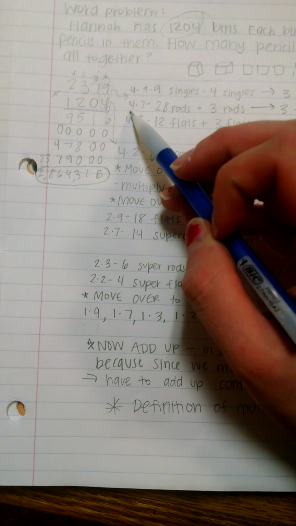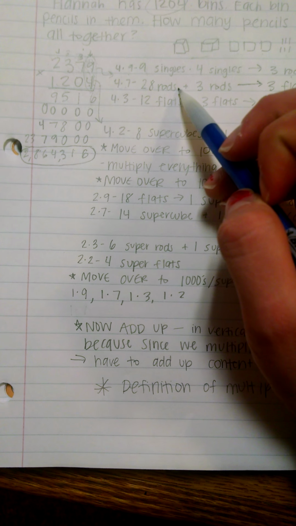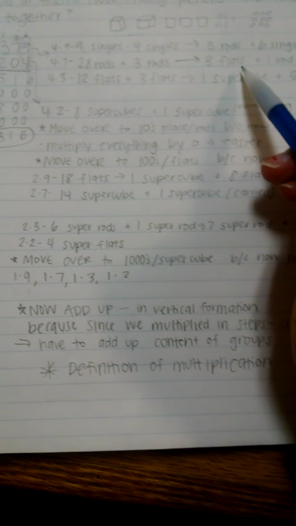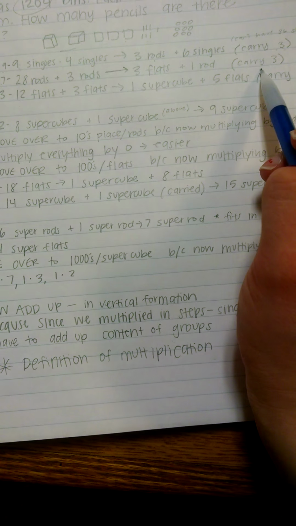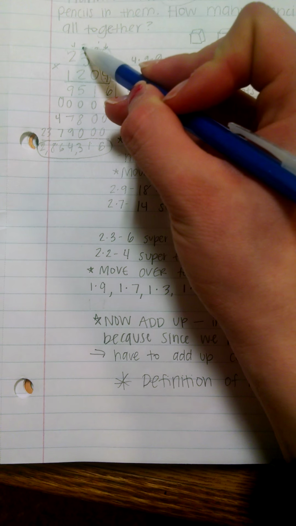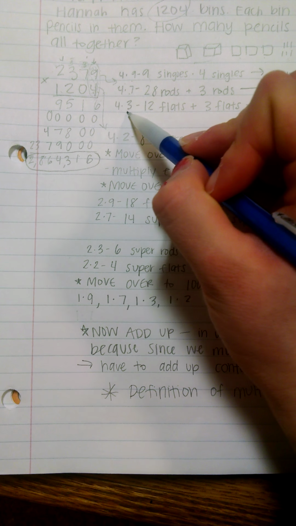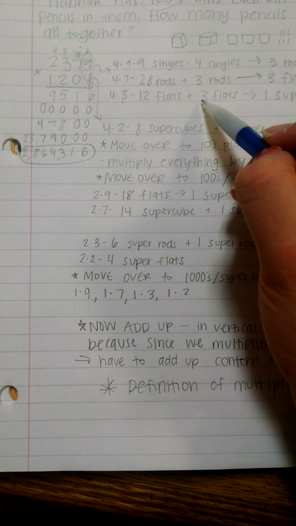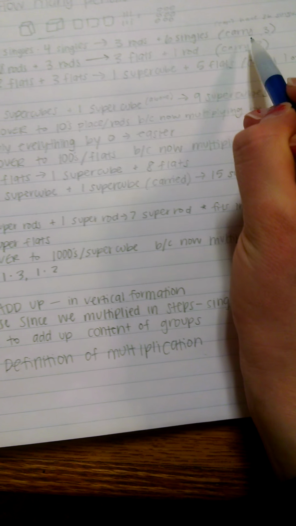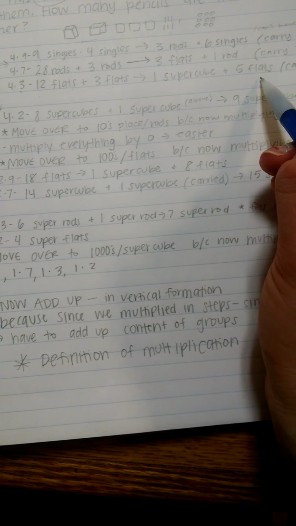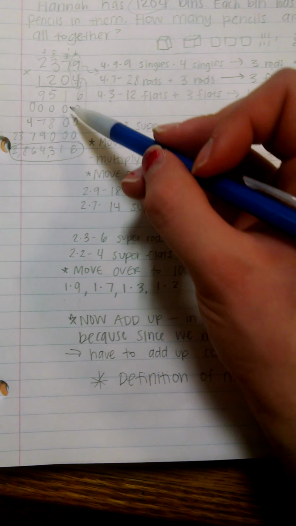Now we do 4 times 7, which is 28 rods, plus 3 rods, that 3 right here, which would give you 3 flats and 1 rod, and carry the 3 again once more. Alright, then we do 4 times 3, which is 12 flats, plus that 3 flats that we carried up here, to give you 1 supercube and 5 flats, and carry the 1 over.